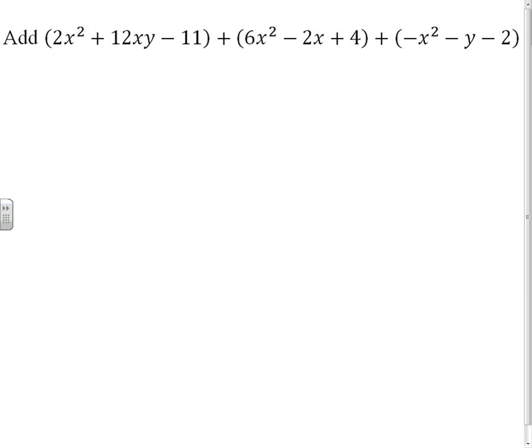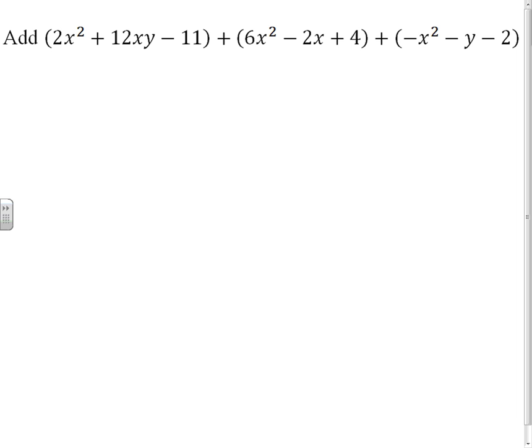Just like if you were changing a subtraction problem, 2 minus 4, to an addition problem, you would write it as 2 plus negative 4. So you're like distributing the negative sign out front. Okay, there's a few ways to do this, but I'll just work this out horizontally.